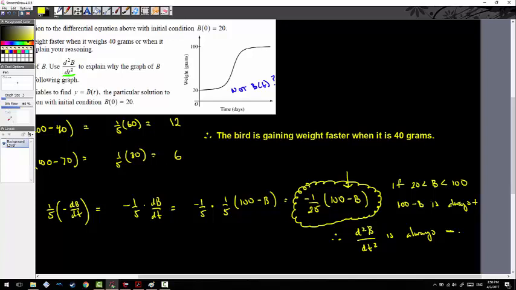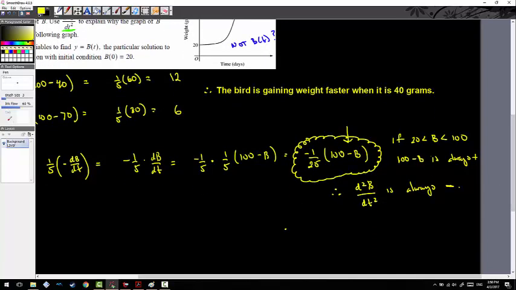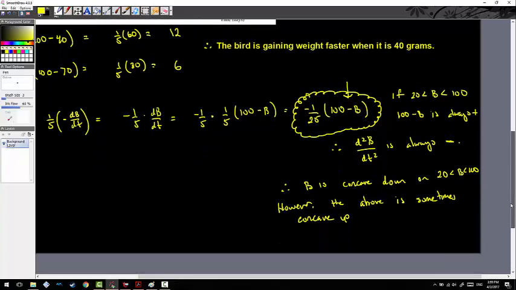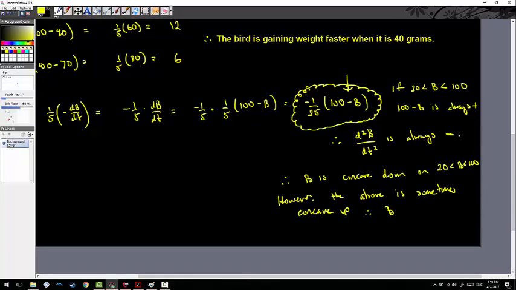And what do we know when a second derivative is always negative on a given interval? Well, that means B is concave down on B being between 20 and 100. However, the above graph is sometimes concave up. Therefore, B cannot be the above graph.